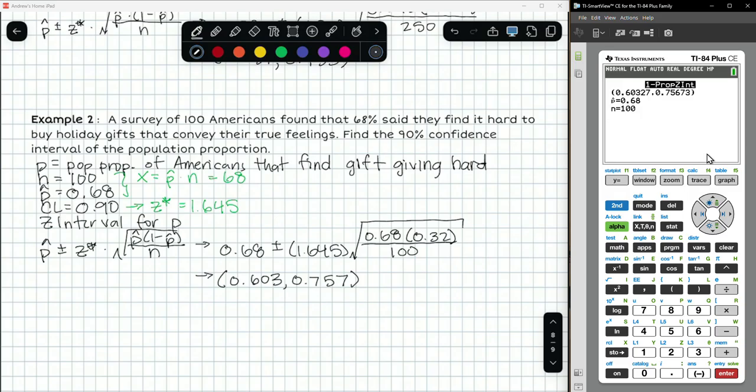Last step, we would summarize our findings. So we are 90% confident that the interval from 60.3% to 75.7% captures the true proportion of Americans that find it hard to buy holiday gifts that convey their true feelings.